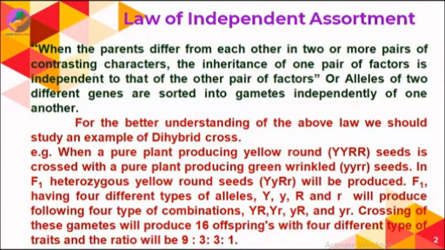This law states that when the parents differ from each other in two or more pairs of contrasting characters, the inheritance of one pair of factors is independent of that of the other pair of factors. So this is the first statement. Another statement says that alleles of two different genes are sorted into gametes independently of one another.